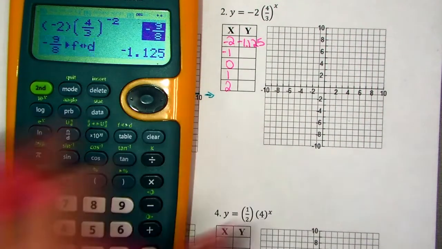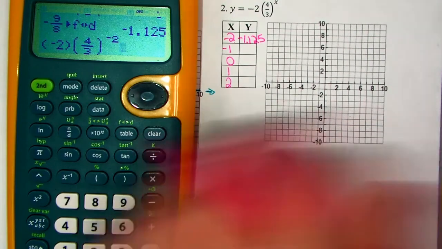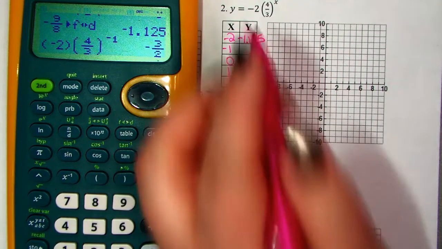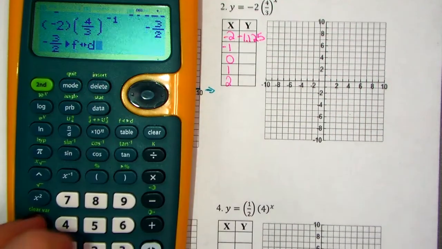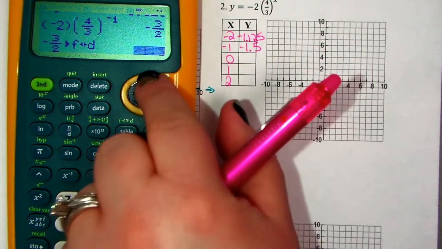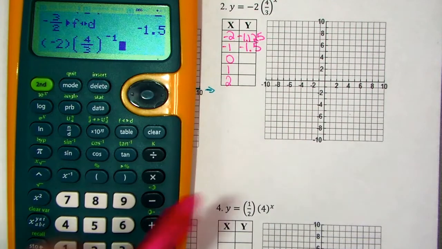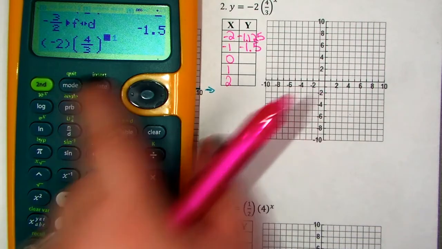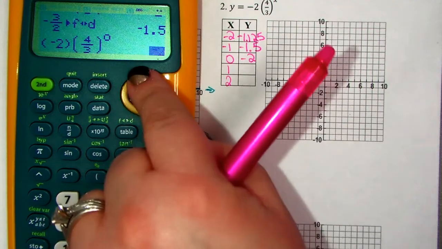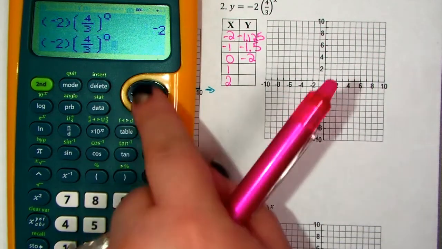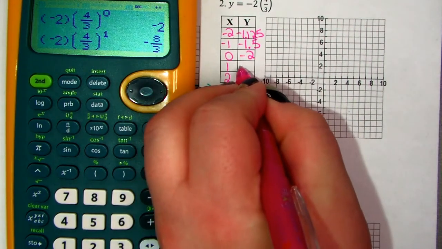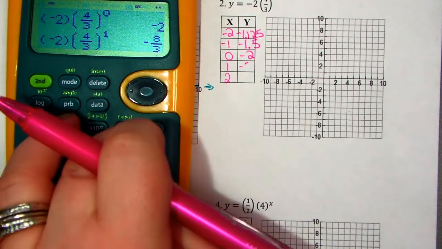Press up again until you highlight your function. We're going to change that -2 to -1 and change it to a decimal. Highlight your equation again. Change that -1 to 0. Highlight your equation again and change that 0 to 1. We need to change that to our decimal.